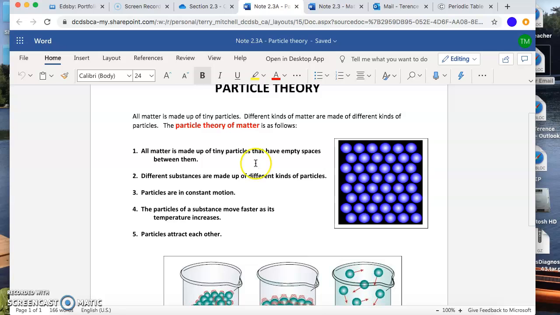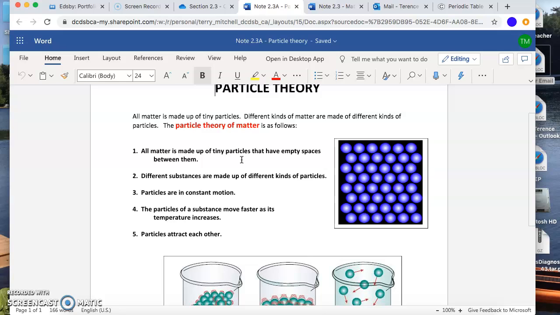The first part here is that everything is made up of tiny particles. And in between those particles, there is empty space. So your desktop is made up of particles. Vinegar is made up of particles. Air is made up of particles. Water is made up of particles. Everything is made up of particles. In between those particles, there's nothing. It's empty space. It's not air in between them. It's nothing in between them.